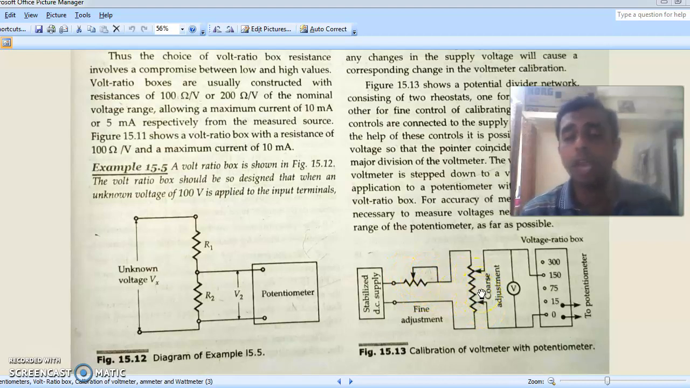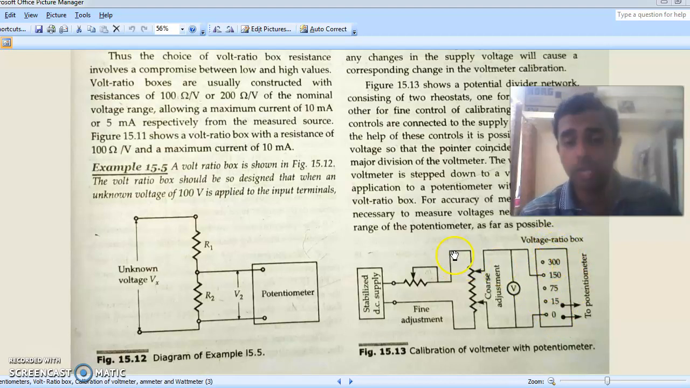We have a fine as well as a coarse adjustment. So we apply some voltage. Here we can assume that we are applying a voltage very close to 150 volts, and this voltmeter will certainly give that reading here. So we have a voltage reading at this voltmeter. That voltmeter reading we first record.